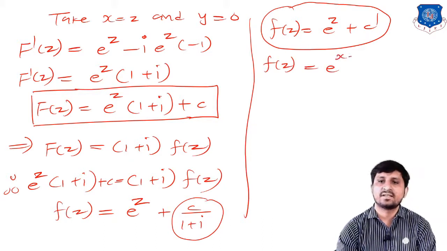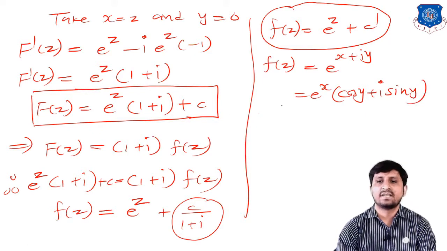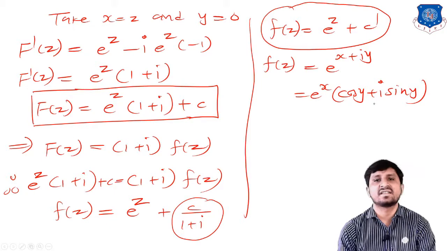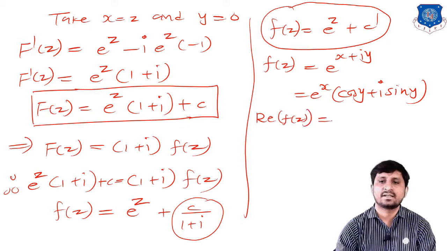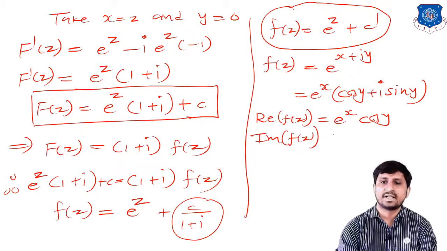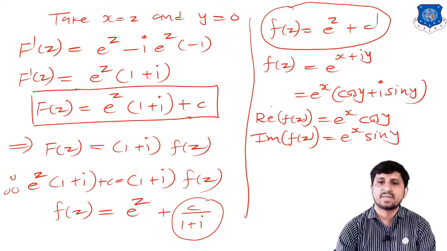E raised to z means e raised to (x plus iy), and that is e raised to x into (cos y plus i sin y), and that's why the real part is e raised to x cos y and the imaginary part is e raised to x sin y, okay. So the real part of f of z is e raised to x cos y, and the imaginary part of f of z is e raised to x sin y. Clear? So this is my final answer.